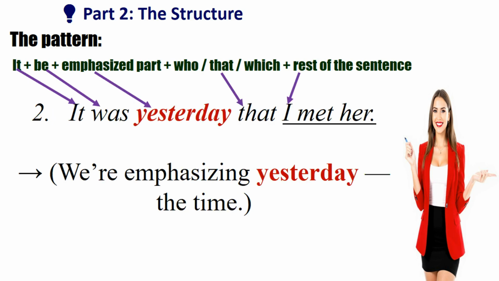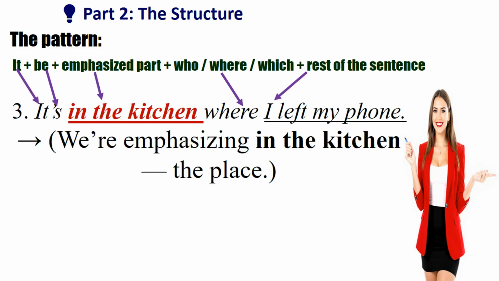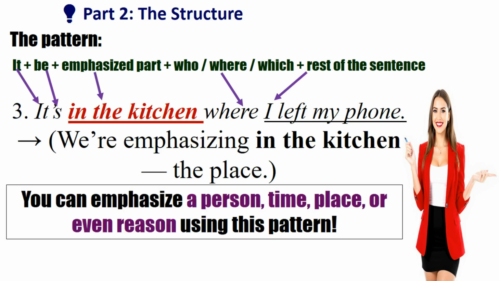2. It was yesterday that I met her. We're emphasizing yesterday, the time. 3. It's in the kitchen where I left my phone. We're emphasizing in the kitchen, the place. So you can emphasize a person, time, place, or even reason using this pattern.